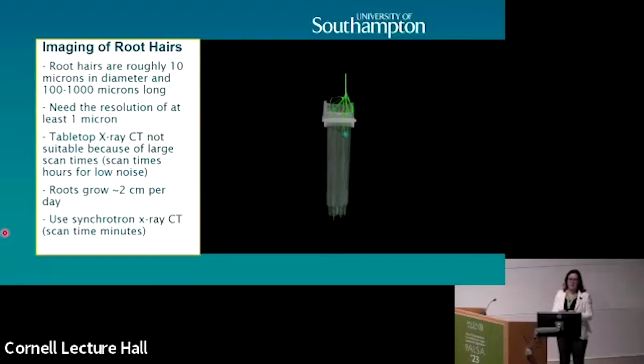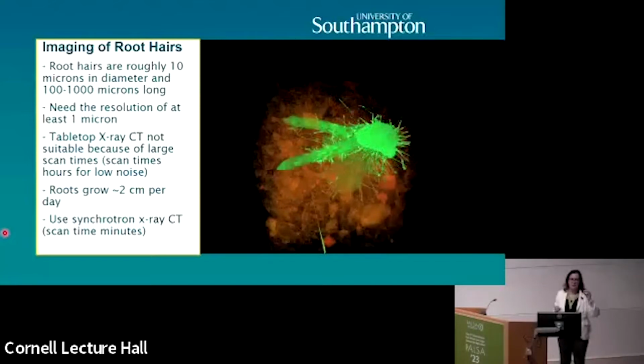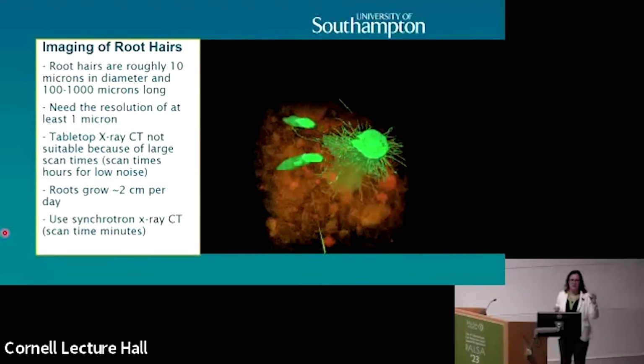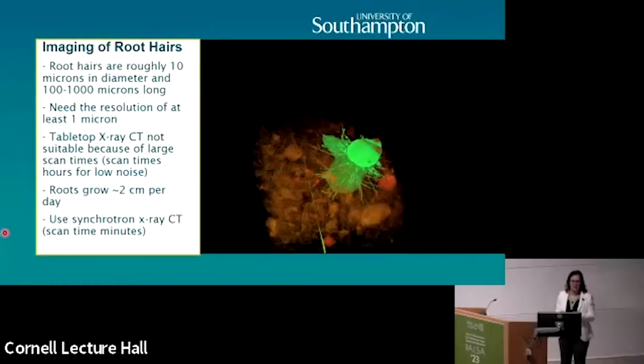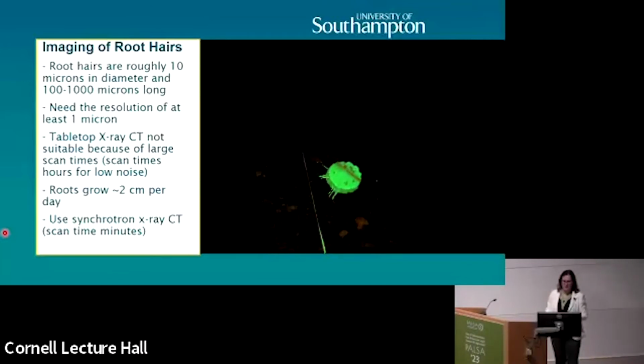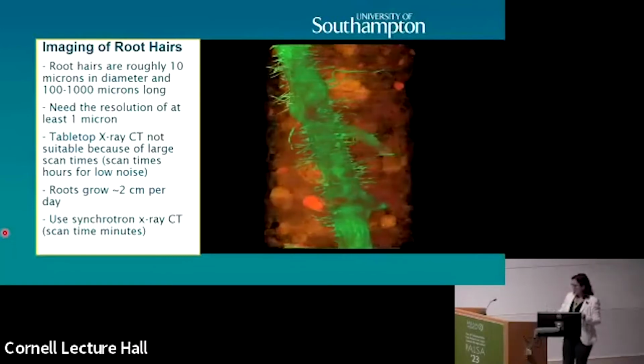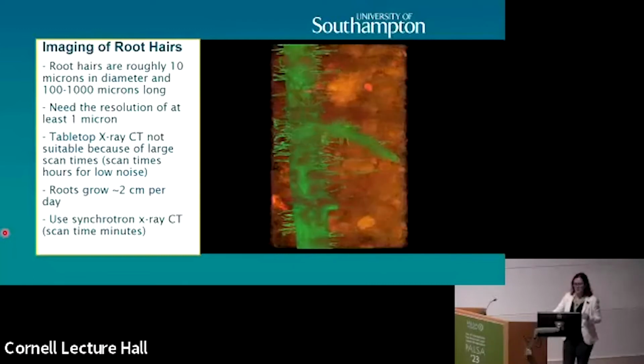We needed synchrotron because whilst the tabletop machine can reach those 1 micron resolutions, it comes at the expense of time. And plant roots, whilst you intuitively think they're not very active, they actually grow 2 centimeters a day. So if you're dealing with an 8-hour scan, in that time the plant root has actually moved quite a bit. So we went to synchrotron and imaged and got these sorts of images of how root hairs interact with the soil particles.